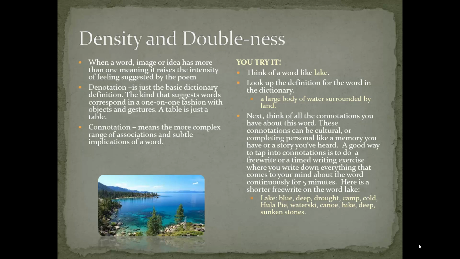These connotations can be cultural or completely personal, like a memory you have or a story you've heard. A good way to tap into connotations is to do a free write or a timed writing exercise where you write down everything that comes to your mind about the word continuously for 5 minutes. Here's a really short free write, because I ran out of room, about the word lake. Lake, blue, deep, drought, camp, cold, hula pie, water ski, canoe, hike, deep, sunken stones.